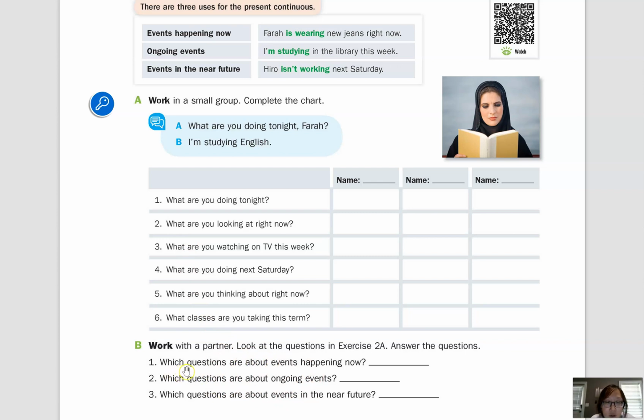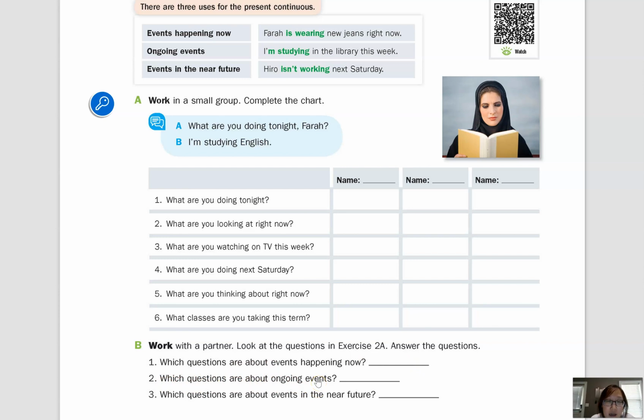So let's look at number 1. Which questions are about events happening now? Okay, so if you look carefully, there are some hints, like the phrases right now, or at the moment. Those are phrases that show you that the events are happening right now. So number 2, what are you looking at right now? That's happening now, so you can put number 2, and then we can also see number 5. What are you thinking about right now? Also, this phrase right now. So you can write number 5 here. So 2 and 5.